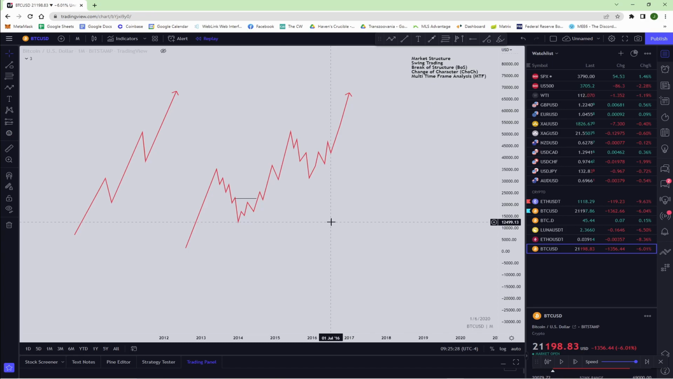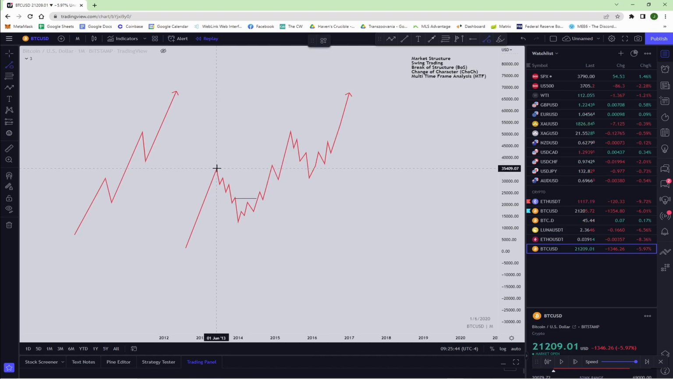These are all concepts that can be, a lot of them are subjective. You can treat them your own way. For me, I am not trying to see CHoCHs on a higher time frame. I want to see a CHoCH on a lower time frame for confirmation entry. And then we continued up.